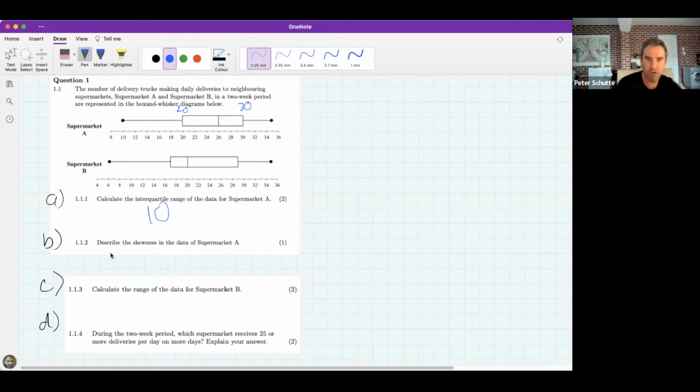Describe the skewness of supermarket A. So what is the skewness of the top one? So I see the bottom 50% is there, the top 50% is there. It looks to me like it's negatively skewed. And if you need a reason, you can just say the bottom 50% is more spread out than the top 50%. Skewed to the left is also the same thing. Perfect. Looking good, guys. Calculate the range of the data for supermarket B.